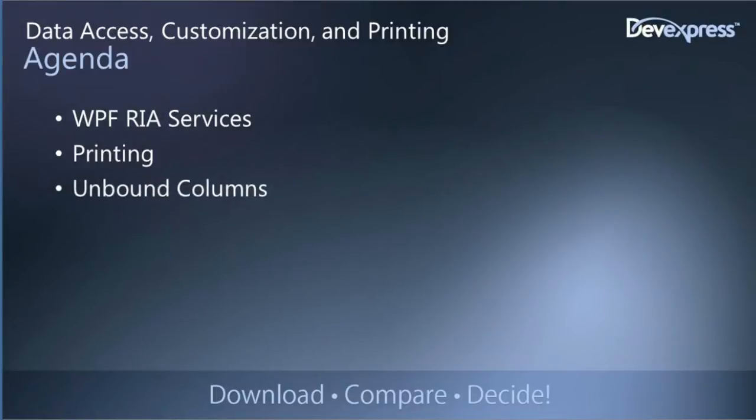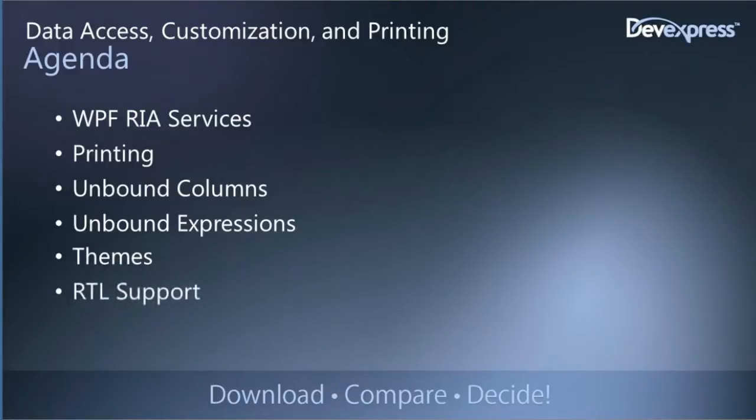How to create unbound columns, and how to create columns in general manually with the grid control, how to apply unbound expressions to those unbound columns, how to change the themes, and then finally we'll take a look at the right to left support in the DX grid control. Whatever time we've left, we'll take a look at the questions as it applies to the scope of this webinar, and we'll take it from there.